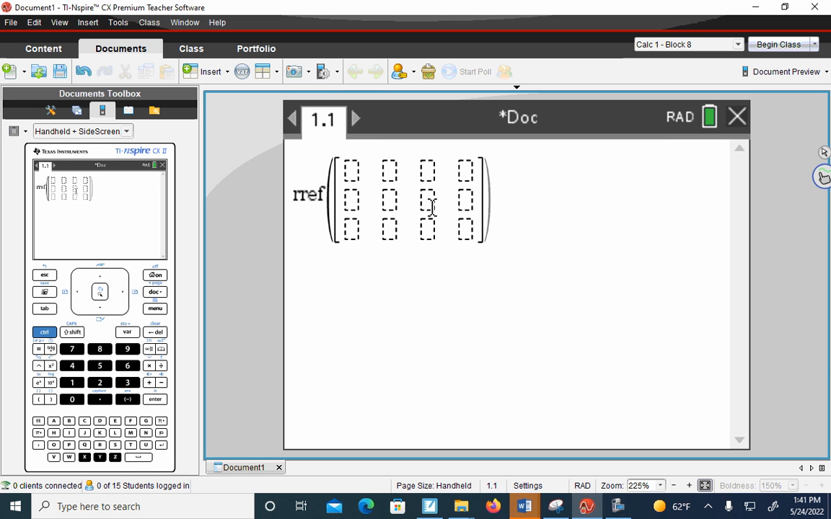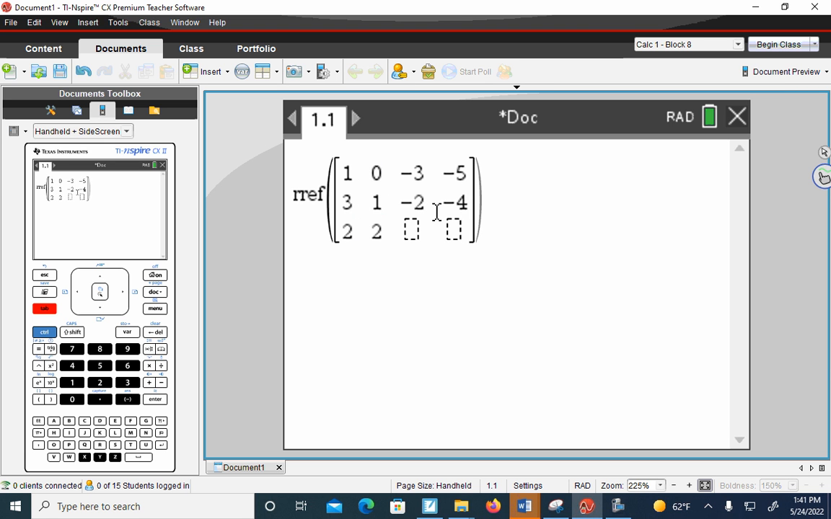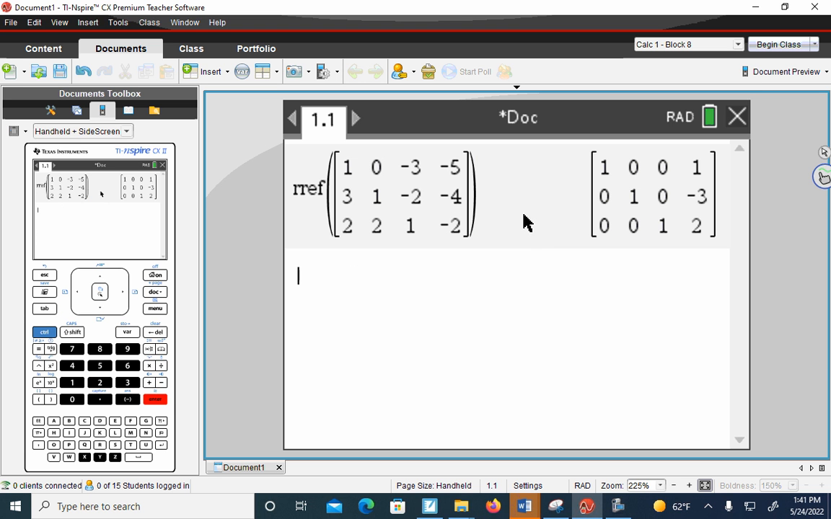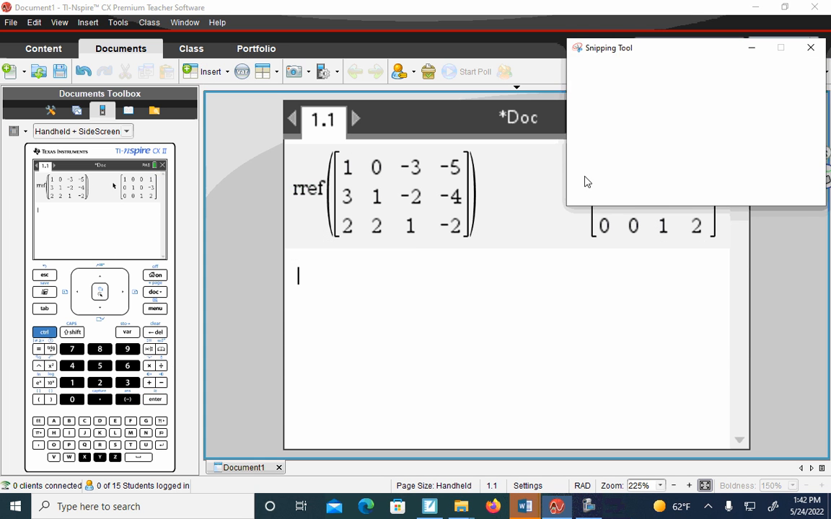Now I'm going to put in the coefficients from my augmented matrix. So I'm going to do 1. Remember, I have a 0 there. Negative 3, negative 5. 3, 1, negative 2, and negative 4. And finally, the last equation is 2, 2, 1, negative 2. So doing a quick check, I check it. It looks like I have it right. Hit enter.